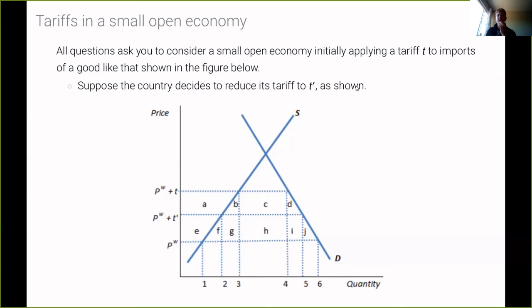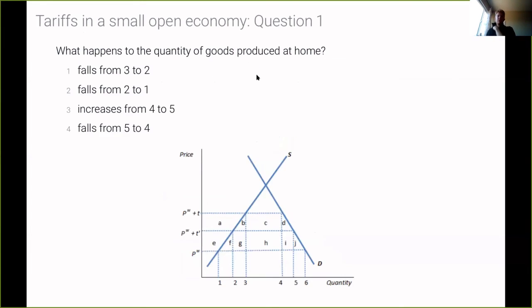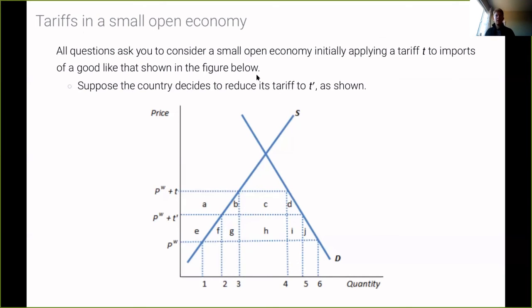So moving back to the lecture slides, the first part of this is going to be, as I said, considering tariffs in a small open economy. The section is saying that all questions are going to ask us to consider a small open economy initially applying a tariff, T, that then decides to reduce its tariff to T prime. So that's what's happened, as I drew on the whiteboard. The only difference here is that now we've labeled each of these triangles or boxes.